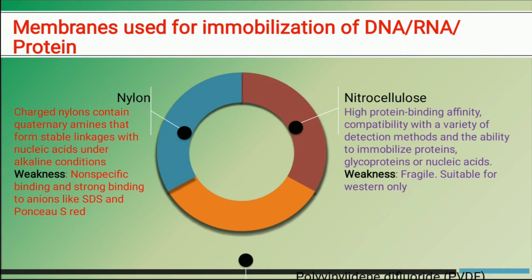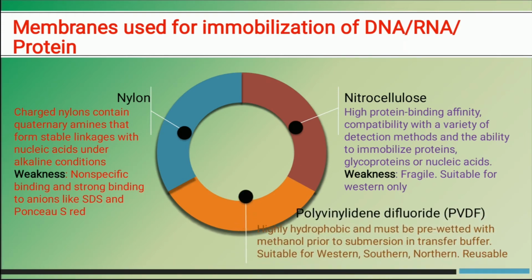The third membrane is called PVDF membrane, or polyvinylidene difluoride membrane. This membrane is most widely used in modern days, and by nature it is hydrophobic, so we have to pre-wet this membrane with methanol or any alcohol prior to transferring proteins from the gel to the membrane. And this membrane is highly suitable for Western blot, Southern blot, and Northern blot.